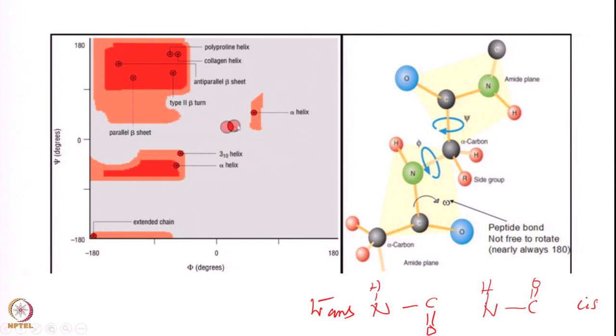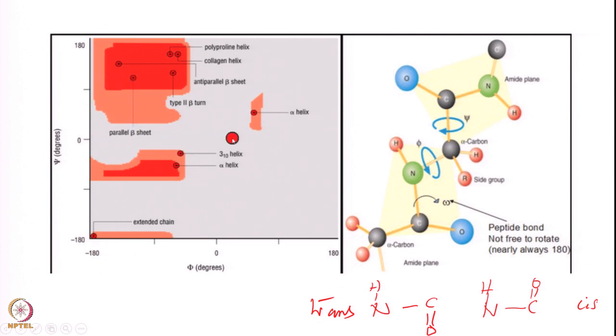Therefore, he eliminated all those combinations which lead to steric clashes, and this is popularly known as the Ramachandran plot. You see all this empty space here, this is disallowed. Only the red ones which are indicated here are the areas where you can have a combination of phi and psi. These are called phi psi maps or Ramachandran plots, and these are the various values which are indicated here.